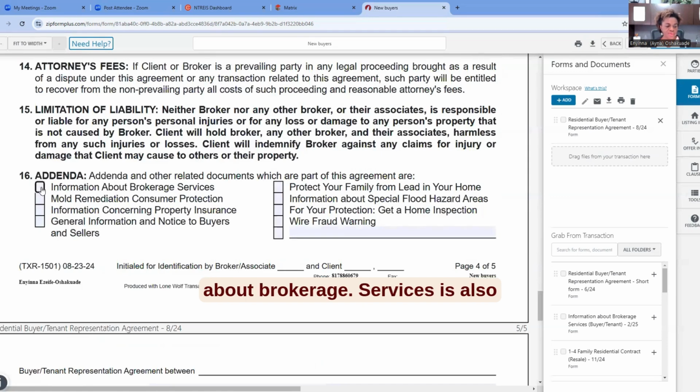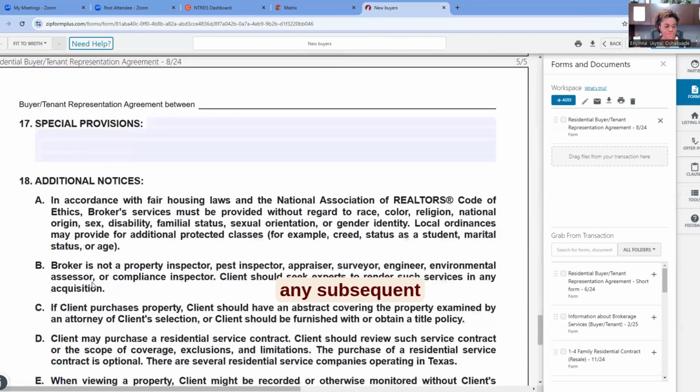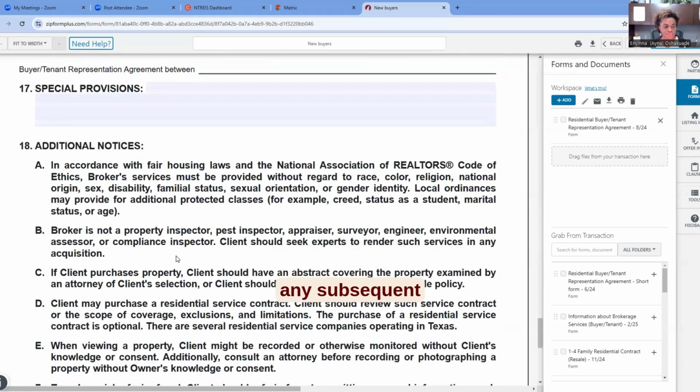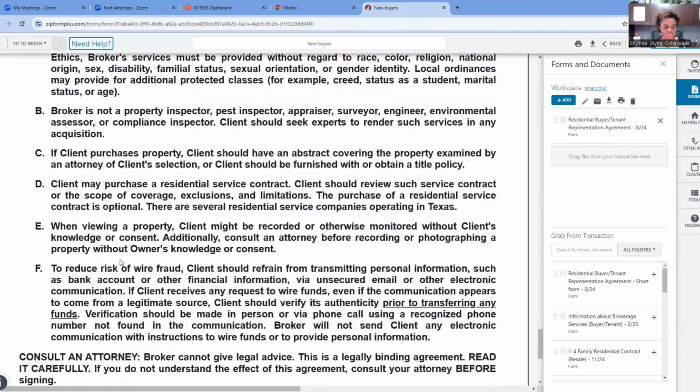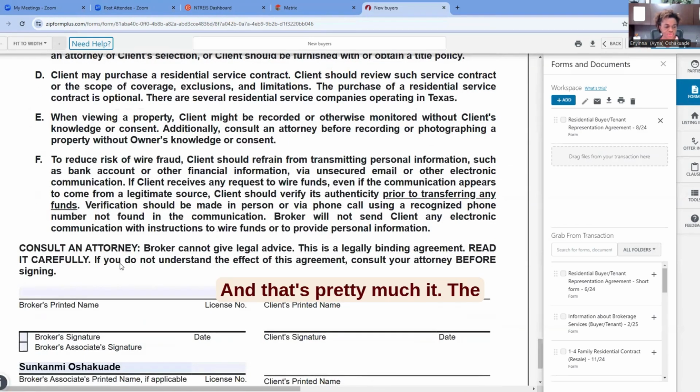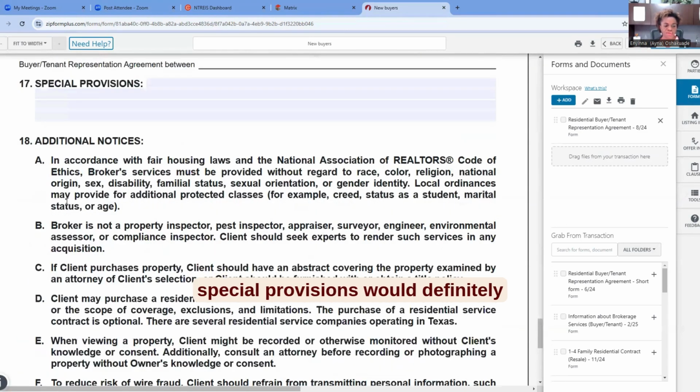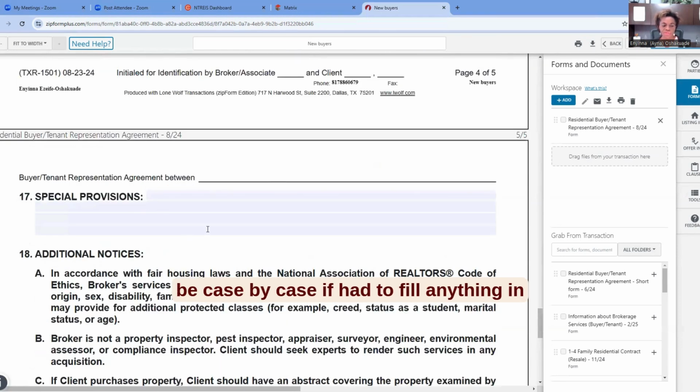The information about brokerage services is also required usually. And then if you wanted to add anything else so that it's pre-filled, like the wire fraud warning, it will be carried on for any subsequent contract where you apply this template. And that's pretty much it. The subject special provisions would definitely be case by case if you had to fill anything in there.